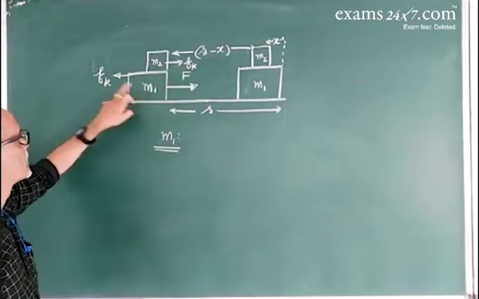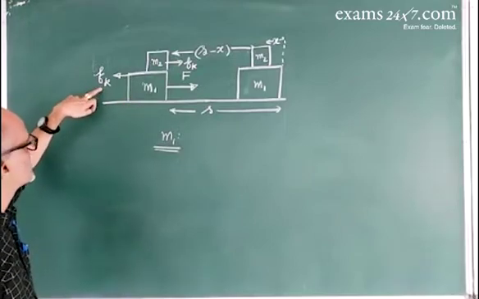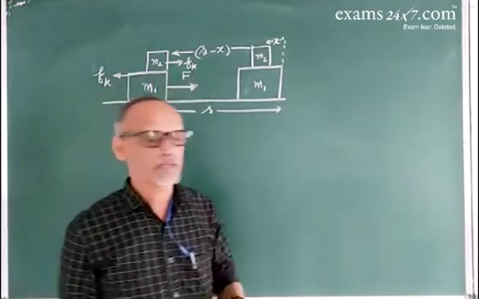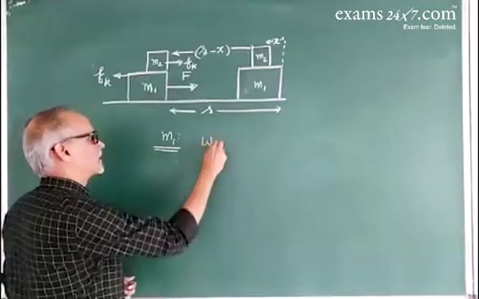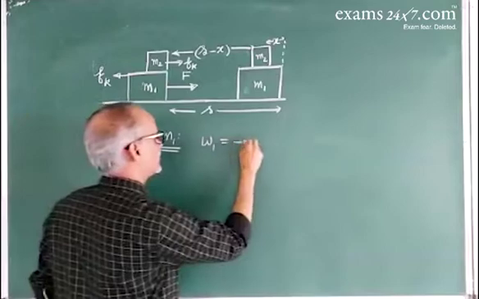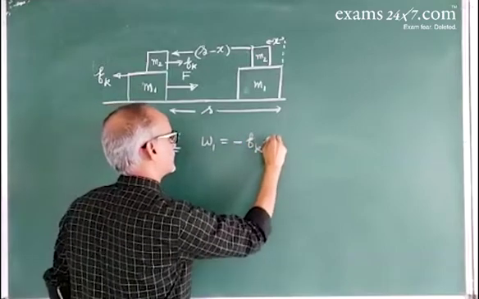So now what is the work done by the force of kinetic friction on M1? On M1, the force is towards the left, displacement is towards the right, the angle between them is 180 degree. Therefore, the work done W1 is equal to minus Fk into S.